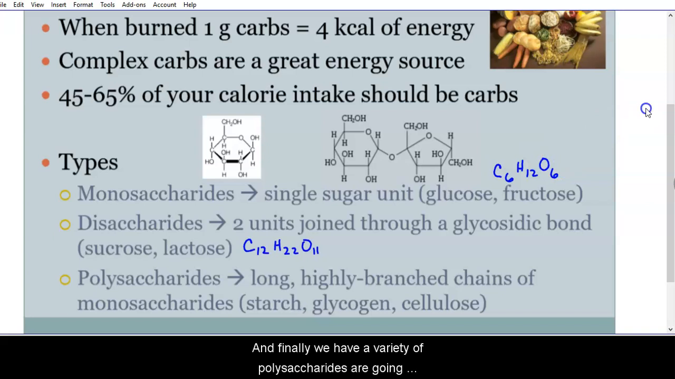And finally, we have a variety of polysaccharides that we're going to talk about in great detail. They are long, highly branched chains of monosaccharides, and these include things like starch, glycogen, and cellulose. Let's dive a little deeper into monosaccharides.